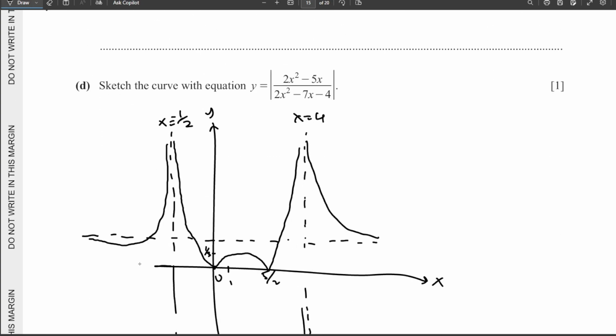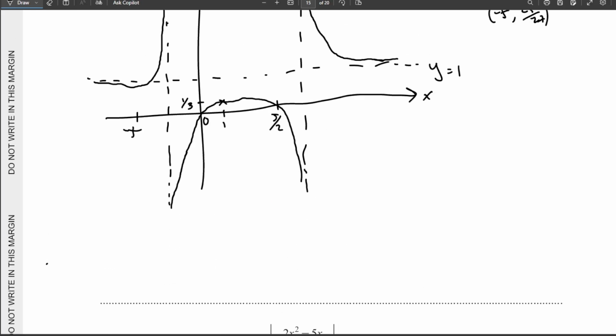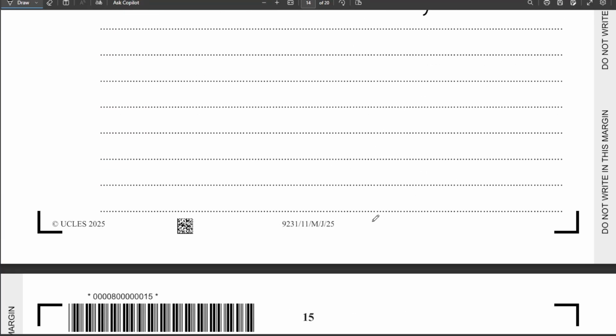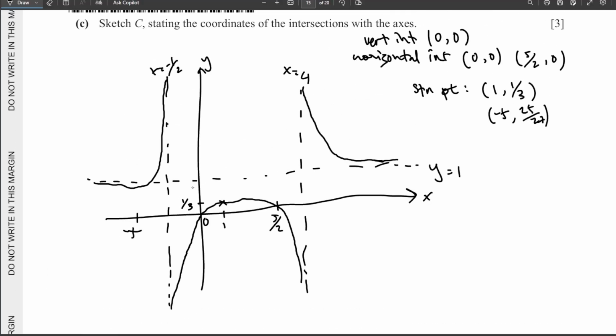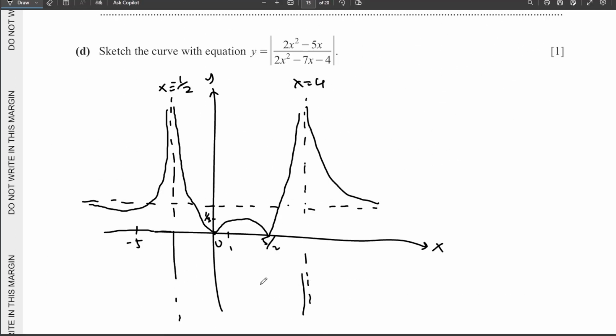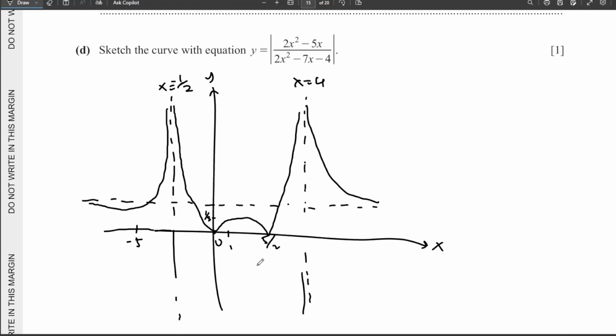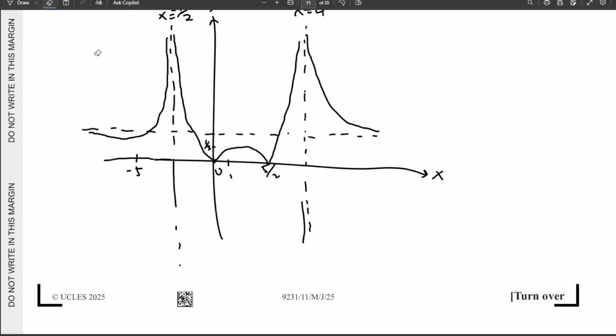Okay, same with here. So here will be -5. Then yeah, you can label accordingly. What was it? 25/27. Okay, 25/27. So that is about the graph sketching. It's all about knowing the behavior of the graph, the asymptotic behavior, the turning point behavior, everything like that. Okay, maybe I clean up.